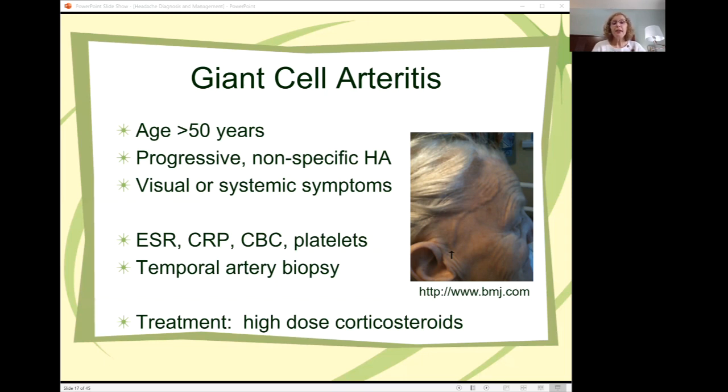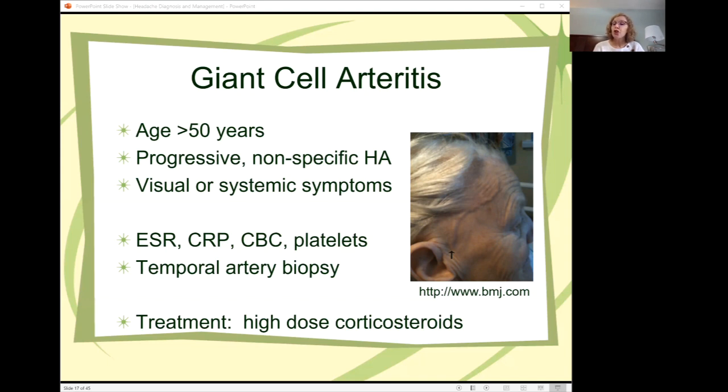But do keep in mind that 20% of patients that lose vision due to giant cell arteritis have no systemic symptoms. Recognizing giant cell arteritis early can prevent vision loss, as well as stroke and myocardial infarction. An ESR, C-reactive protein, and a CBC with platelets should be ordered immediately, but the test that ultimately confirms the diagnosis is a temporal artery biopsy.